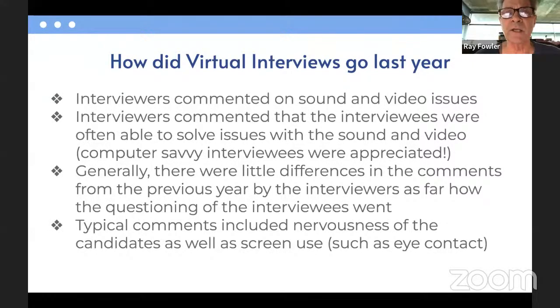Everybody right now, take a long, deep breath. We're going to go back over number 3. Listen to me. Generally, there were very little differences in the comments from the interviewers from the last couple of years as far as how the questioning of the interviewees went. What I'm trying to get at is, don't feel that because you're doing virtual interviews, that means you have less of a chance. That is not at all the case.